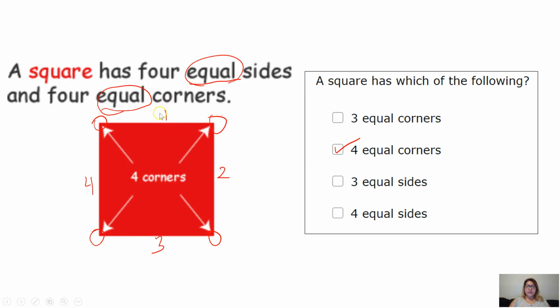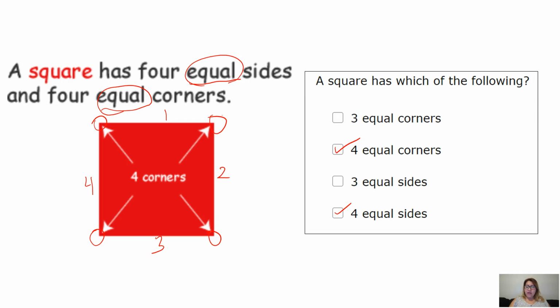Okay, does it have 3 equal sides? Let's count the sides. 1, 2, 3, 4. It does not have 3. It has 4, which is the next answer. 4 equal sides. So a square has 4 sides and four equal sides. That is, remember, they're all the same sides all the way around, all the same size.